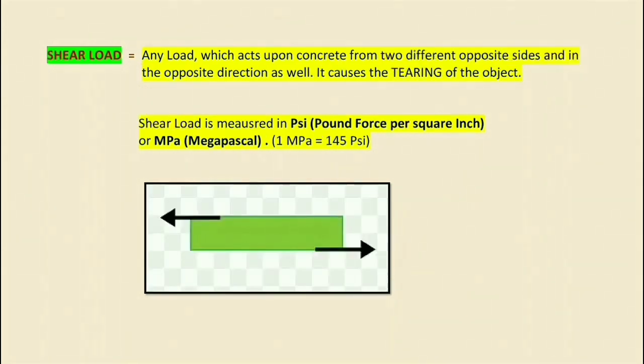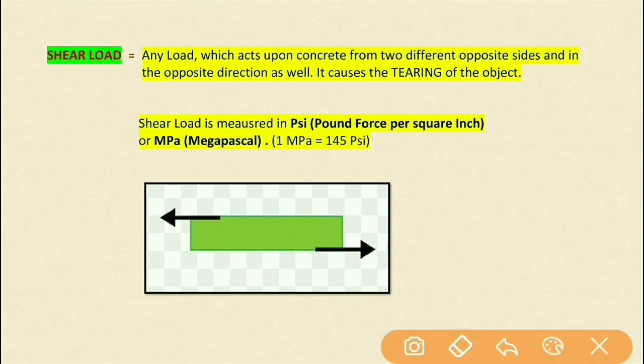The third and last type of stress or load upon concrete is called shear load. Any load which is upon concrete from two different opposite sides, like this object is a beam, and two forces are acting upon this object from two opposite sides. Like this force is acting here, and this force is acting upon the other edge of the beam. So these are two opposite forces, but they are also acting from two different sides, not on these sides.